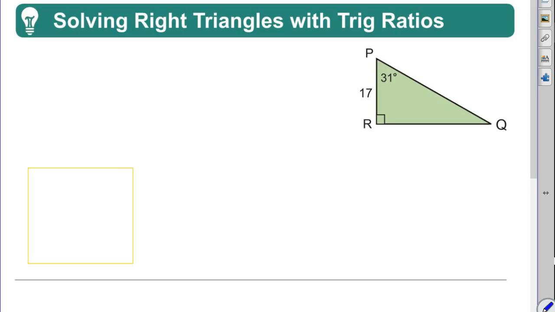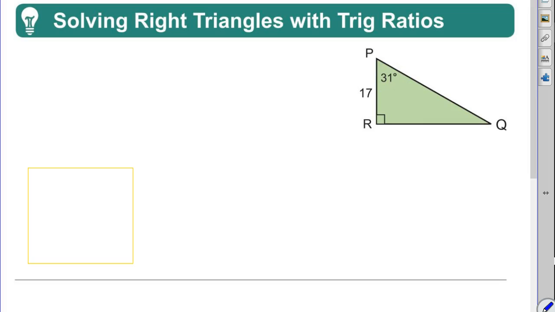Alright, so this is the quick review for Algebra 2 and solving right triangles with trig ratios. Remember, to solve a right triangle means to find all other angles and all other sides. So in this situation, I'm given the right angle, right there, and I'm also given a 31-degree angle.